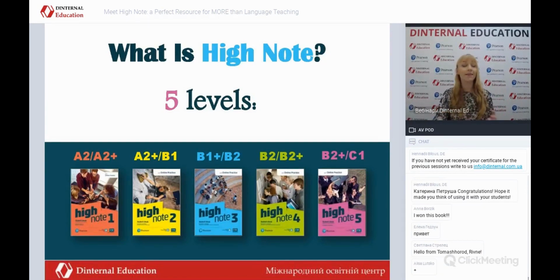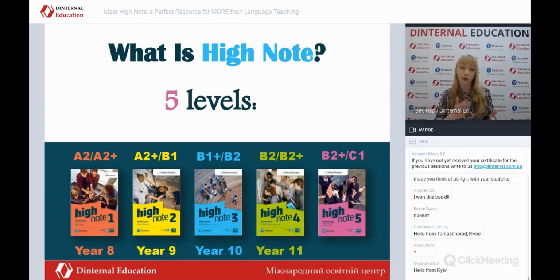That is why I absolutely recommend that if you want to start using High Note, you start not earlier than year 8 at school, so that you finish with level 4, which is B2 plus if you use it year per year, and it's absolutely enough. Well, for any student today, you will see how intensive this course is. So these are the levels, these are the forms that I recommend using this book with.